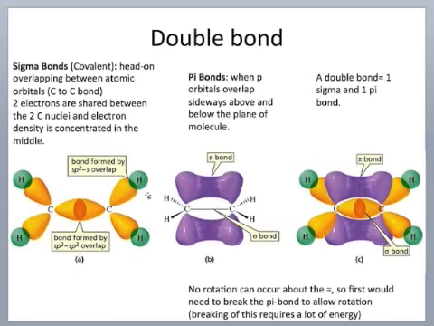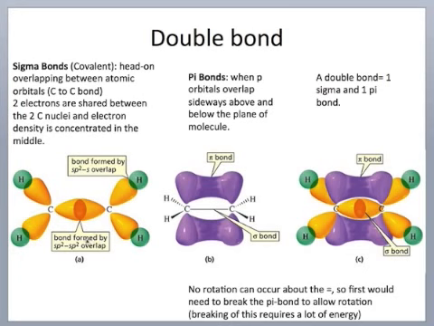So what exactly is a double bond? First of all, let's consider sigma bonds. These are a type of covalent bond whereby two atomic orbitals have a head-on overlap, like pictured here. In this case, the two carbons have an sp2-sp2 overlap. The two electrons are shared between the two carbon nuclei, and the electron density is concentrated in the middle of the sigma bond. Sigma bonds are also known as single bonds.